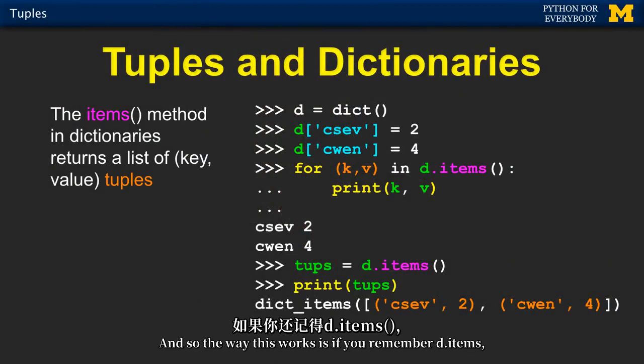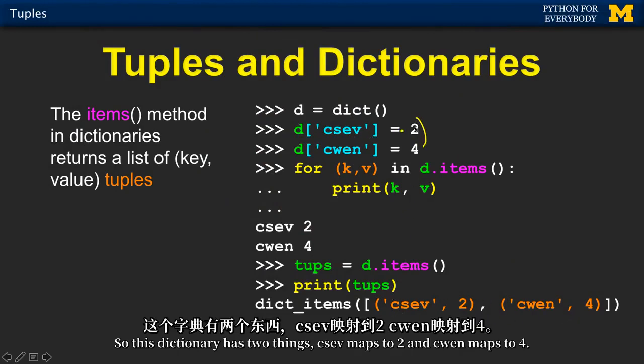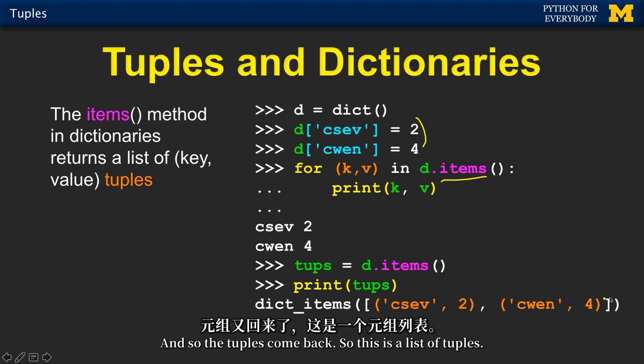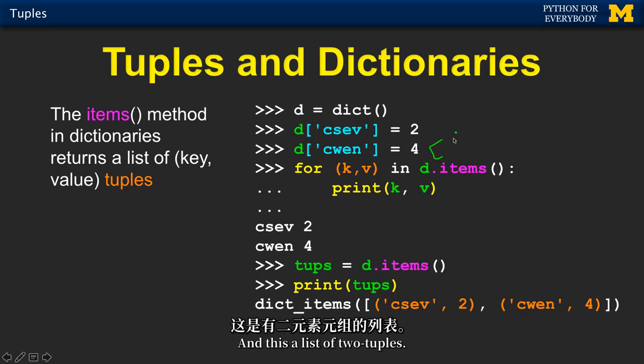And so the way this works is, if you remember d.items, the items gives you a list of tuples. So this dictionary has two things, csev maps to 2 and chen maps to 4. And so if we say d.items, we say give me the tuples, right? And so the tuples come back. So this is a list of tuples. Now what happens is, that is how the two iteration variable for loop works. And this is a list of two tuples.